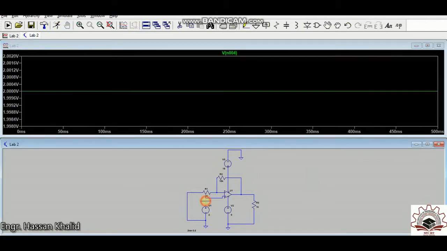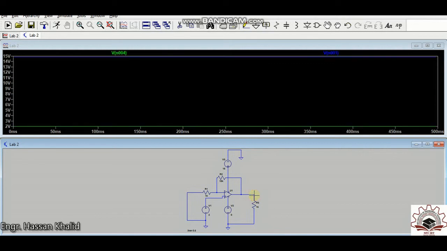This one is the input, which is 2 volt. Fine, the output is approximately 15 volts. However, by our calculation it should be 22 volts. So what actually went wrong? Now here comes the role of the biasing circuit.